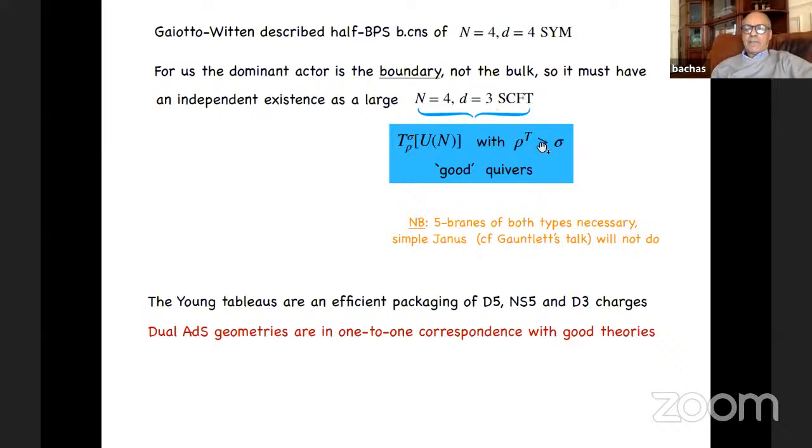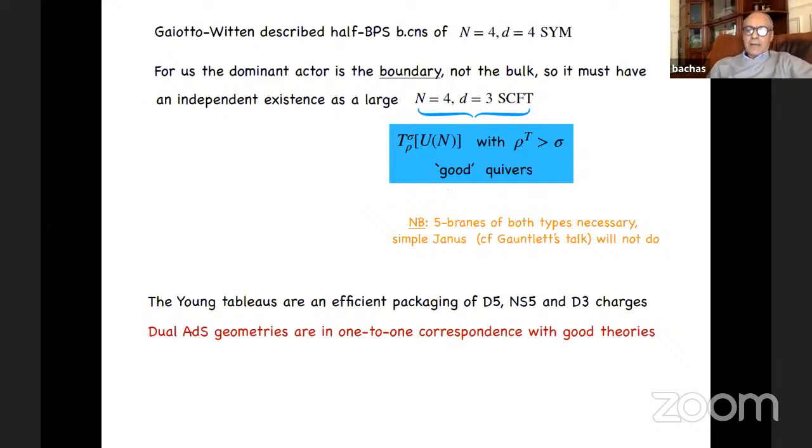And these SCFTs are called T_rho^sigma of U(N), never mind. They are basically the good quivers of Gaiotto-Witten. The dual AdS geometries turn out to be exactly in one-to-one correspondence with the good theories, which is a very nice check of the duality. So you don't get the bad or the ugly theories on the dual side. You only get the good ones automatically.